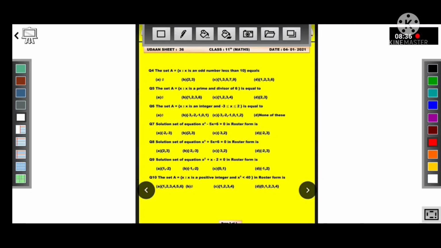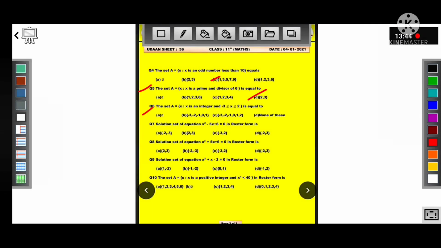Next question, question number 4. The set A = {x : x is an odd number less than 10}. It's very simple, x is an odd number, so C is the right option. Next, question number 5. The set A = {x : x is a prime and divisor of 6}, that is, D is the right option, because 2 and 3 are both prime numbers as well as divisors of 6.